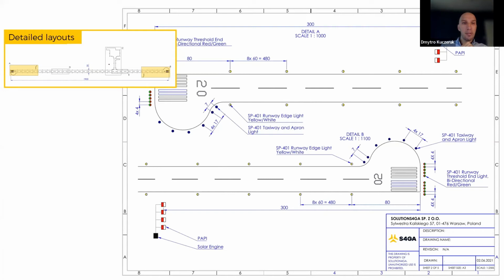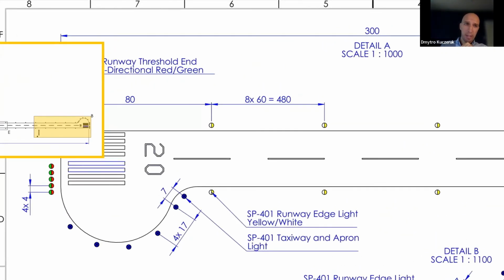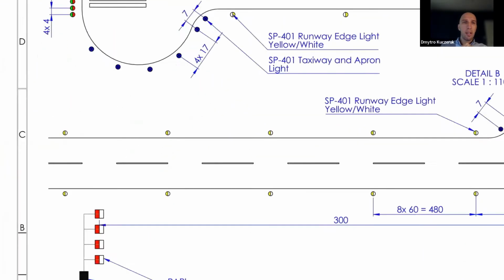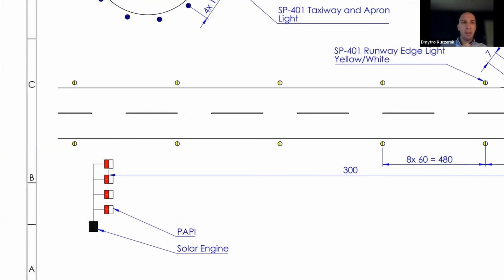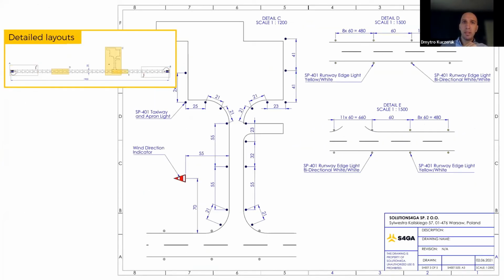You can see there are different types of lights: threshold end light, taxiway edge for third path, white, yellow, runway edge light, PAPI. This is a solar engine right here. So this is just an example, but we can create a similar professional drawing for every airport that exists on the Google map.